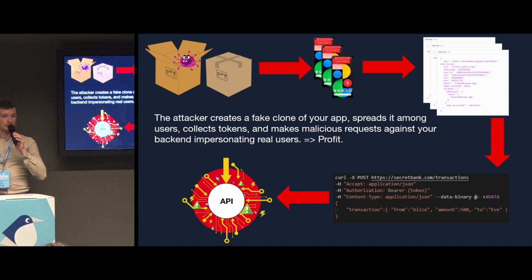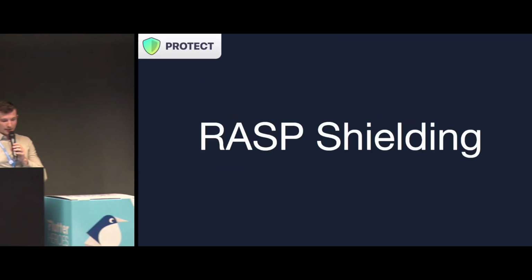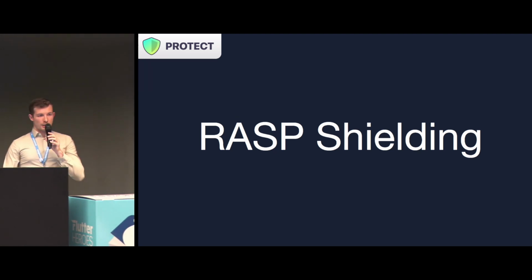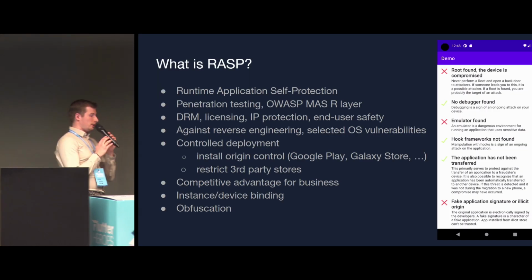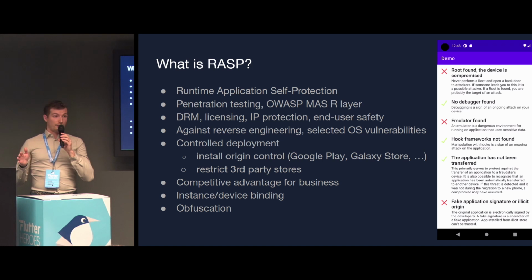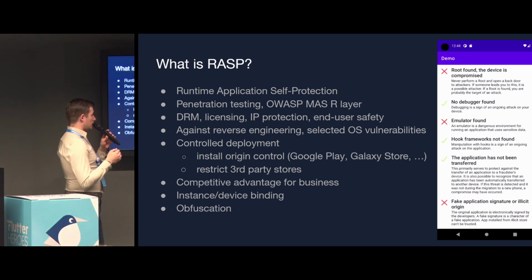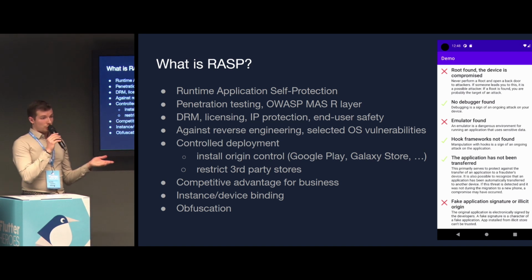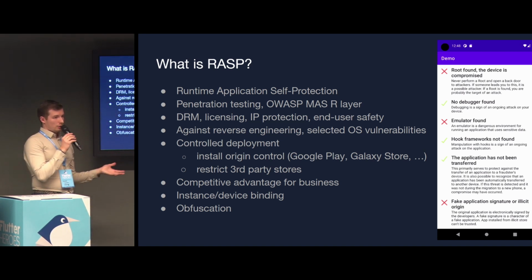Now the hacking part ends and the protection part starts. To protect an application against such attacks, you need to employ something called RASP shielding. RASP is an acronym for Runtime Application Self-Protection, and it's a technology used by the banking and fintech industry to protect against various attack vectors. It gives you the power to detect if the device is rooted, if there are rooting frameworks installed, if the application was tampered with, or if it comes from your known store.